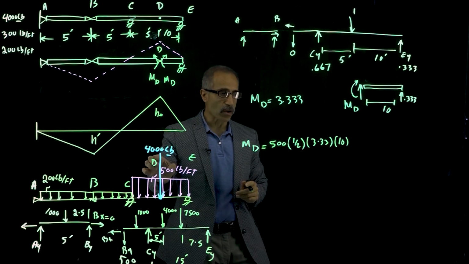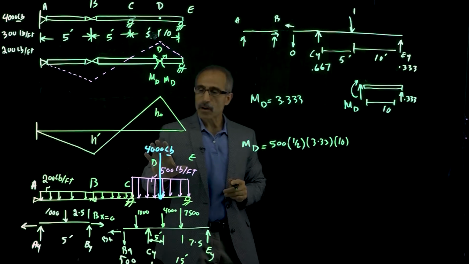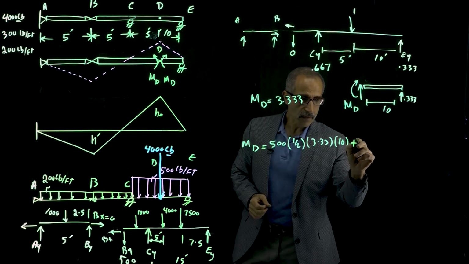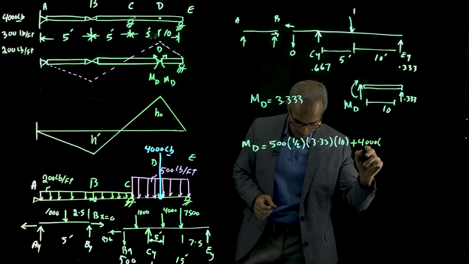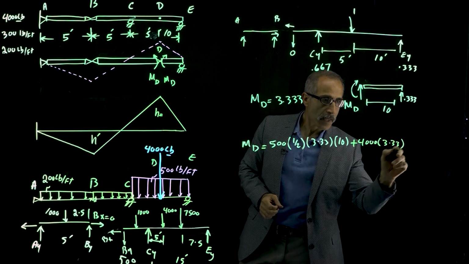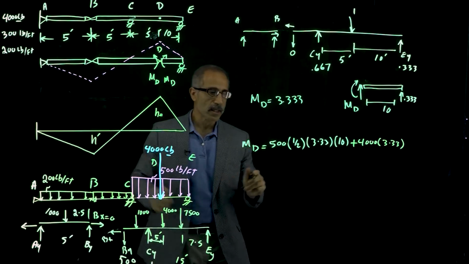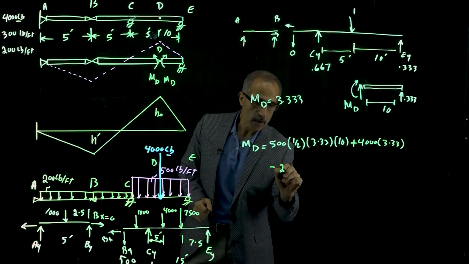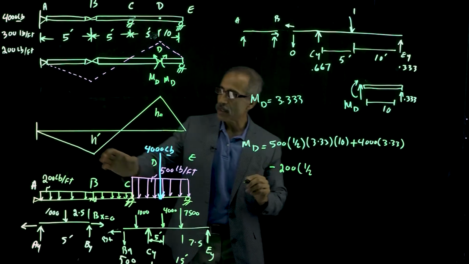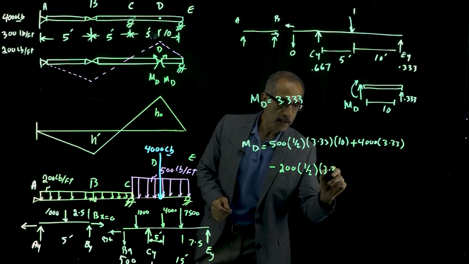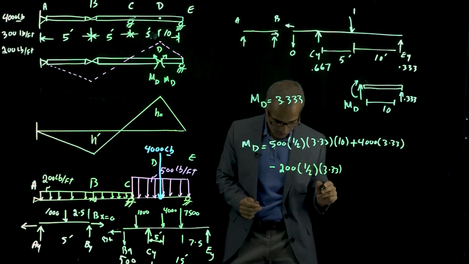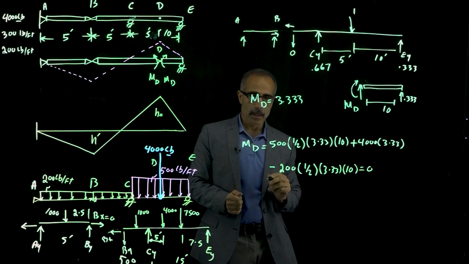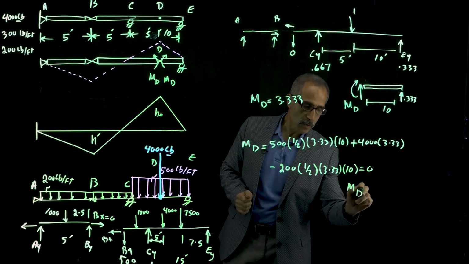Then you have the concentrated load. Be careful here. The concentrated load is only multiplied by the height of the triangle and not by the area. So it's going to be plus 4,000 multiplied by 3.3. Then you're going to go to this side and deduct this. So it's going to be minus. What we have here is only 200 pounds per foot. So we have minus 200 pounds per foot multiplied by the area of the triangle, which is 1/2 times 3.33, and that is times 10 also.